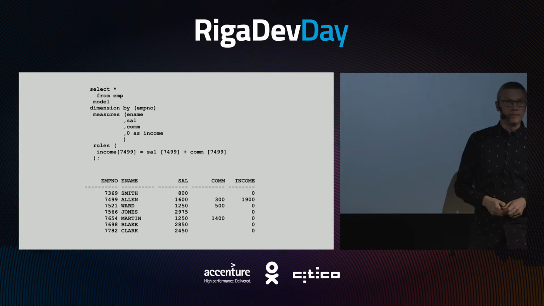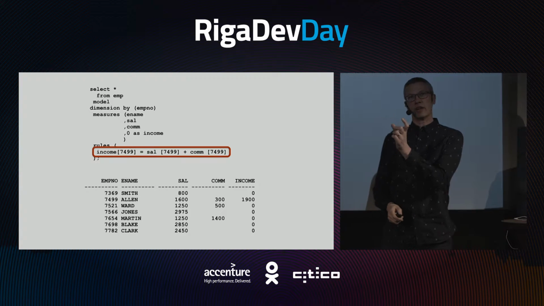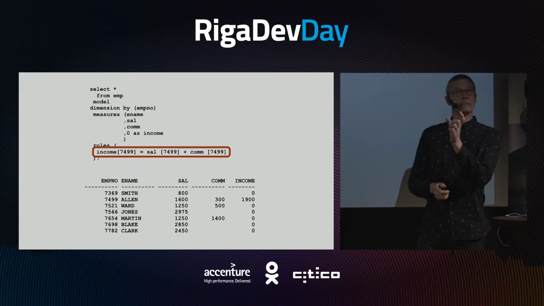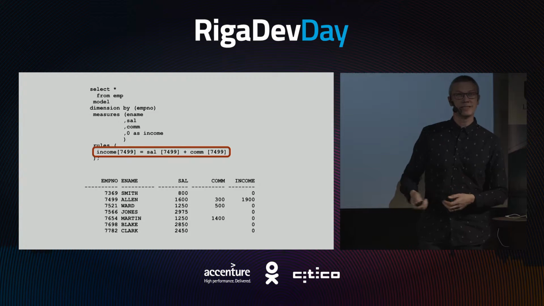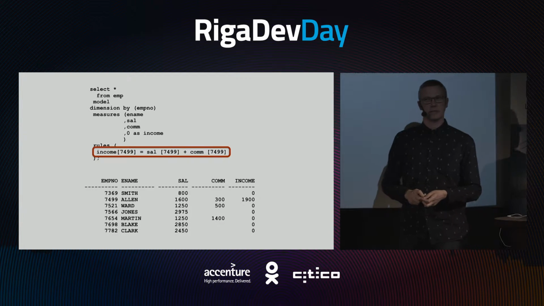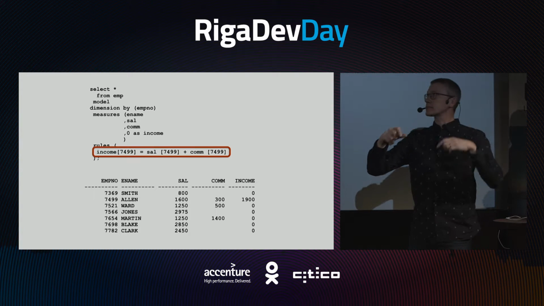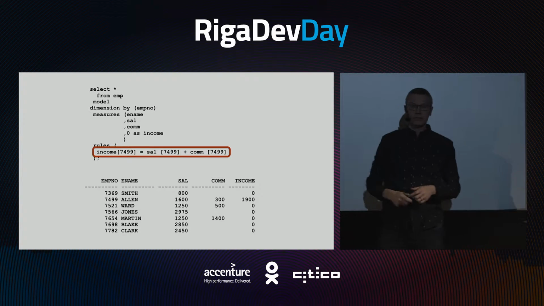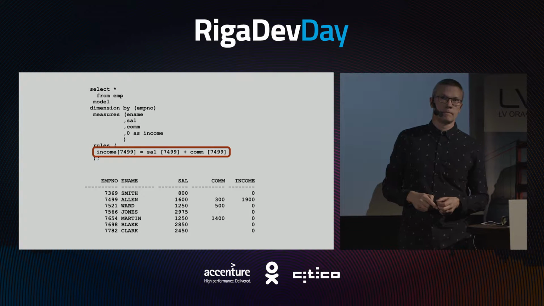So now we're going to introduce our first rule. And that rule reads: the measure of income identified by the dimension 7499, yeah, so that's the left side, will be, that's the assignment, the measure salary identified by the dimension 7499, and add to that the measure commission identified by the dimension 7499. Yeah? So with square brackets, you identify a dimension. So you get 1900 right there. Yeah? Because you add 1600, add to that 300, you get 1900.